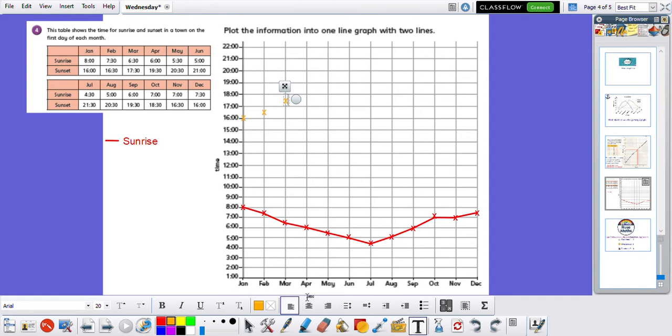April is 7:30, so I'm going to go along to April, up to 7, and then I know it's halfway between 7 and 8. May, I'm going to go along to May, and up to 8:30, like that. Then June is 9 o'clock, or 2100 hours, so I've got that point there. Then along the x-axis to July, up the y-axis to 9:30. About there. Then along the x-axis to August, up the y-axis to 8:30. So that's between 8 and 9.